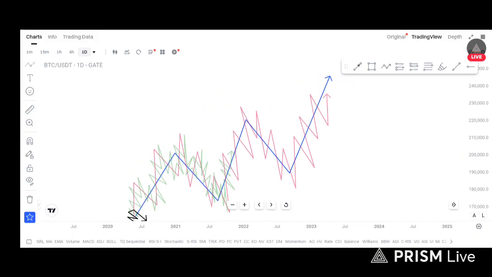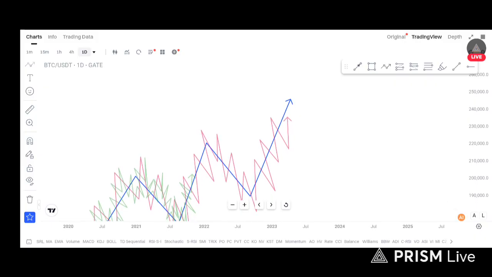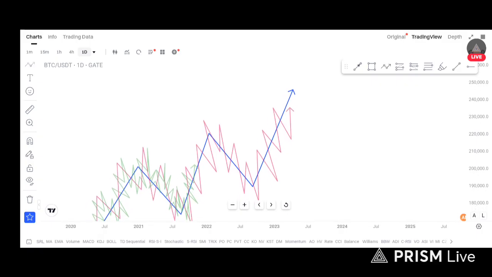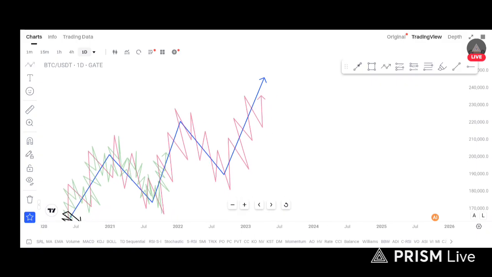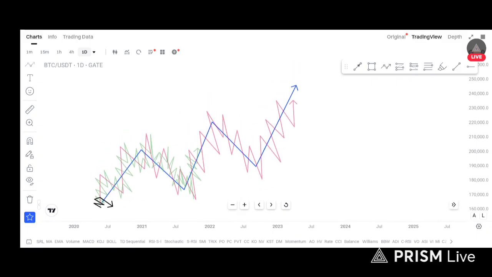Are you getting it? So in simple terms, a pullback or a continuation is going to be a trend in the next time frame to it. Like this, we have the daily time frame. In the 4-hour time frame it is going to be a trend, either an uptrend or a downtrend. Do you get it? I don't know if you have confusions.